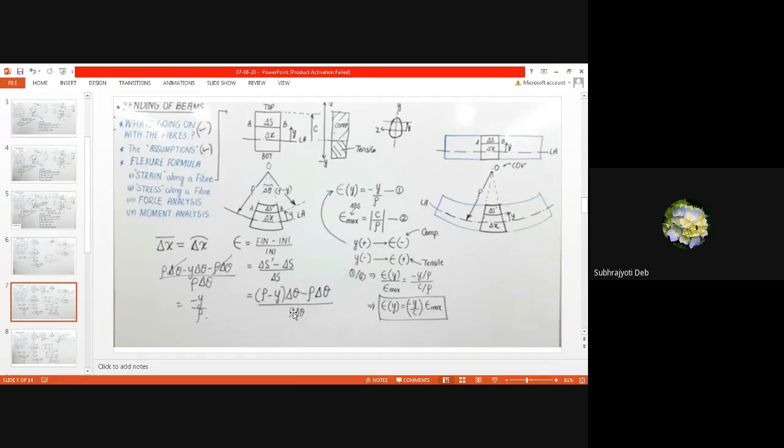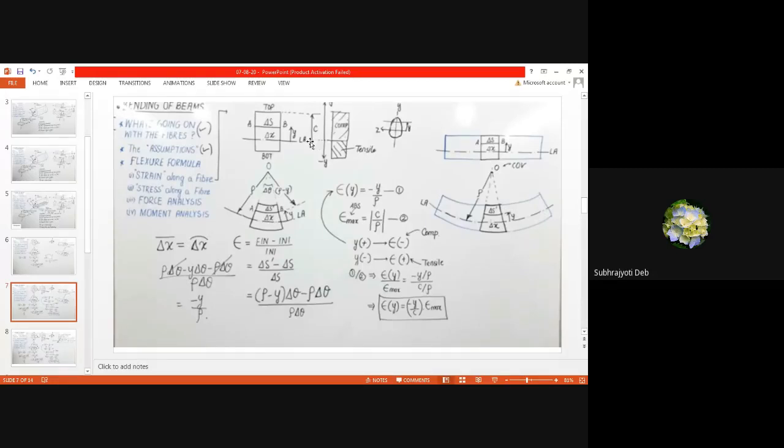So if you simplify this one, you'll get epsilon y will be minus y by rho. In this formula, your rho del theta will be cancelled out, minus and plus, and we will have minus y del theta by rho del theta, that is minus y by rho. This is our equation number 1.